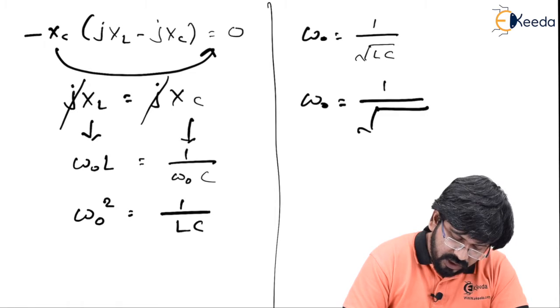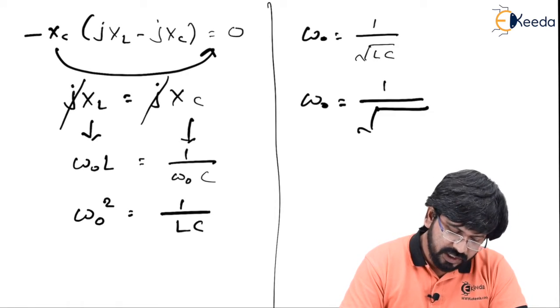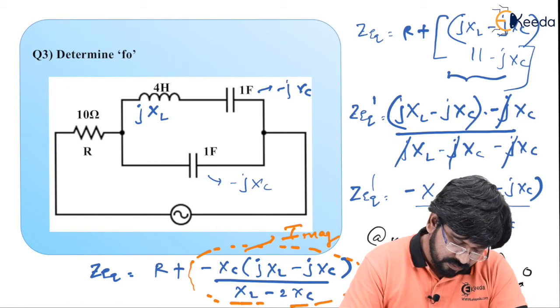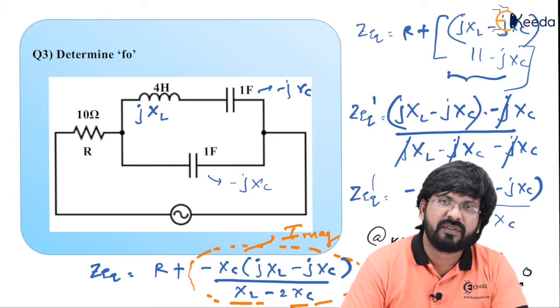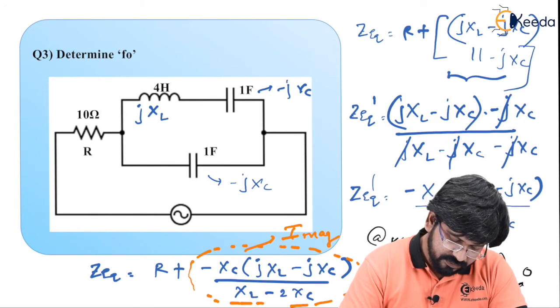Let us substitute the value of L and C from the question given. The value of L is 4 Henry and the value of C is 1 farad.